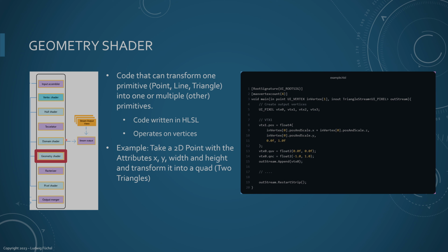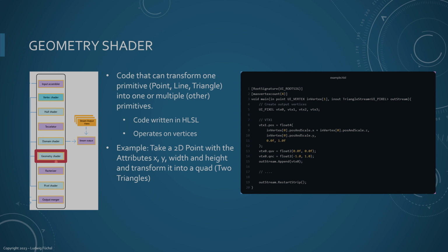Now, what you do is you have kind of like an input primitive, which could be, for example, a point, a line, or a triangle, and what you do is you produce one or multiple output primitives. Example here, again, as I already told you, we can take a two-dimensional point and convert it into a quad. A quad is transformed out of two triangles, and in general, what we then need to do in the geometry shader is we need to produce 4 vertices.